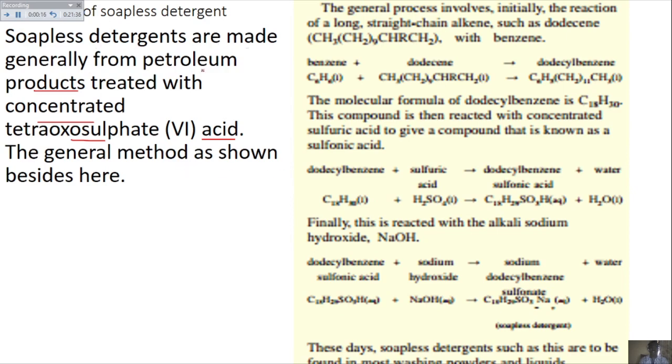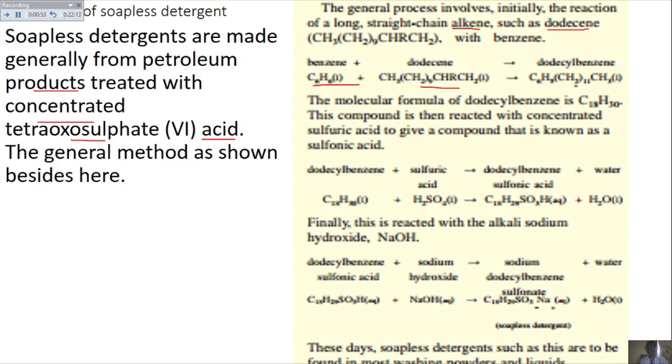The soapless detergents are made generally from petroleum products treated with concentrated tetraoxosulphate(VI) acid. The general method is shown here. The general process involves initially the reaction of a long straight chain alkane, such as dodecane, with benzene, to form dodecyl benzene.